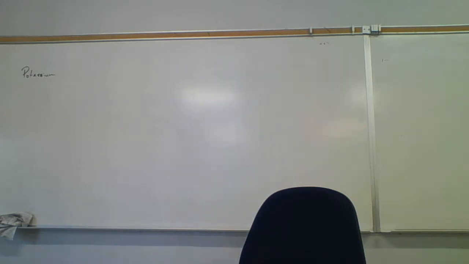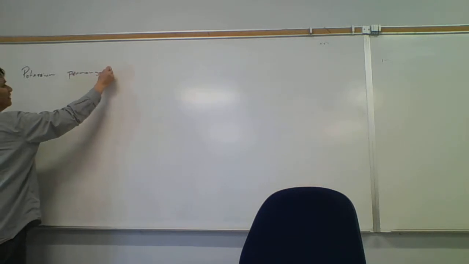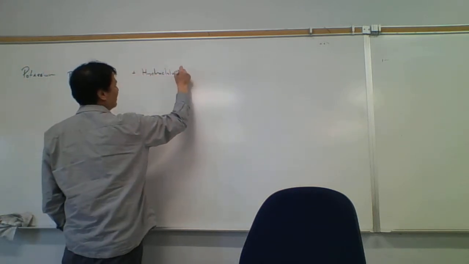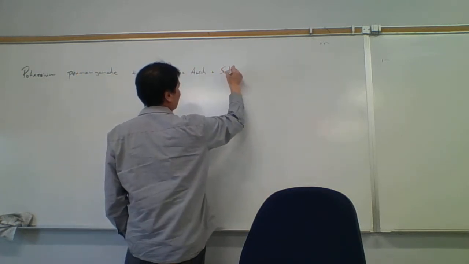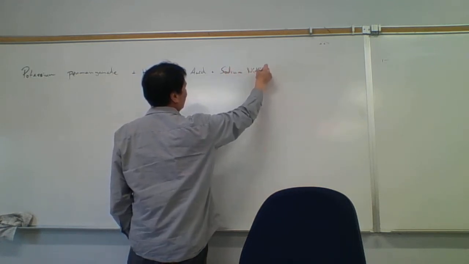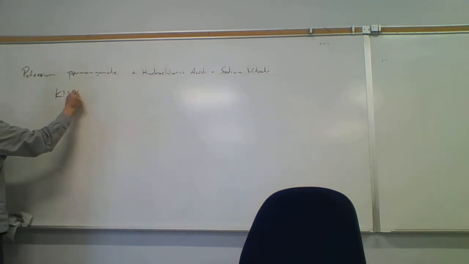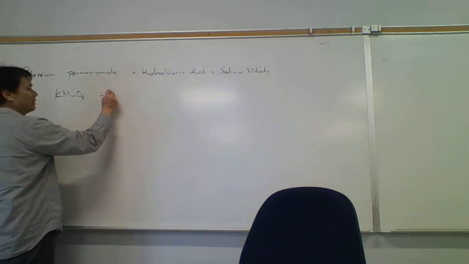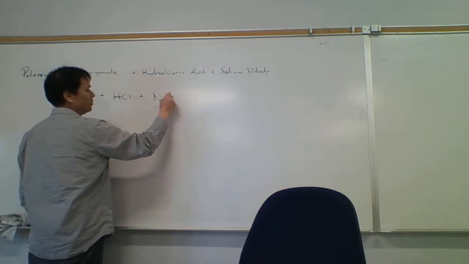Yeah. Okay, potassium permanganate plus hydrochloric acid plus sodium nitrate. So I heard this one already, KMnO4. KMnO4 is potassium permanganate. Hydrochloric acid should be easy. What's that? HCl. And sodium nitrate, NaNO3. Okay.